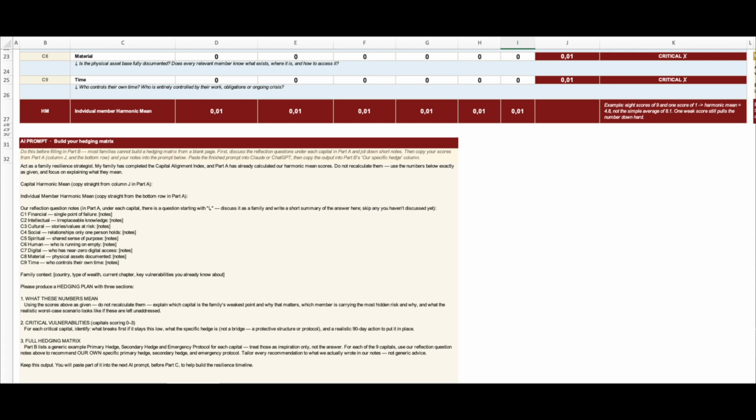The AI will analyze your family's vulnerabilities and recommend practical hedges tailored to your specific circumstances. Review those recommendations together, adapt them where necessary. Then copy the ideas you agree with into the R-specific hedge column in Part B. Think of this prompt as helping your family move from identifying vulnerabilities to designing practical protection.